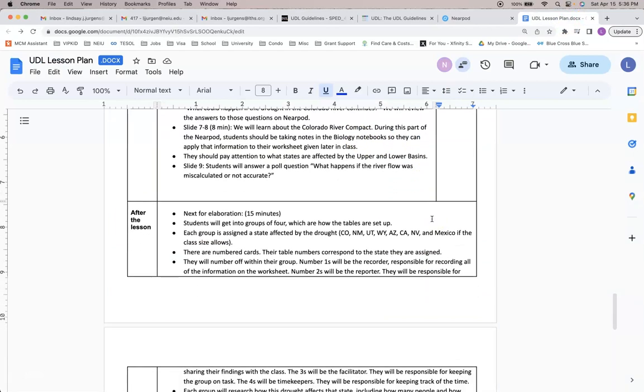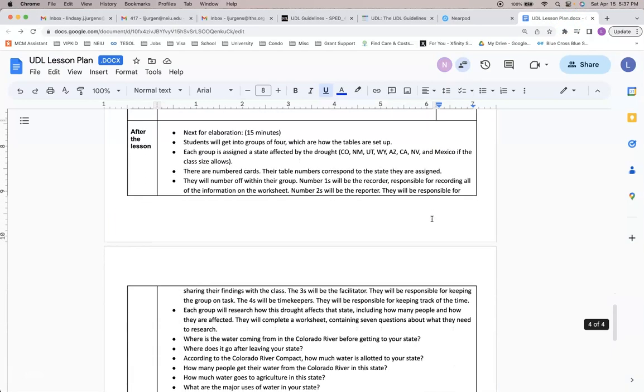For the next part of the lesson, for after this lesson, we are going to do more elaboration. So students are going to get into groups of 4, which would be set up in the classroom. Each group is assigned a state on the Colorado River. And then there is Mexico also. If the class size allows, if there is a larger class size, we'll include Mexico in that as well.